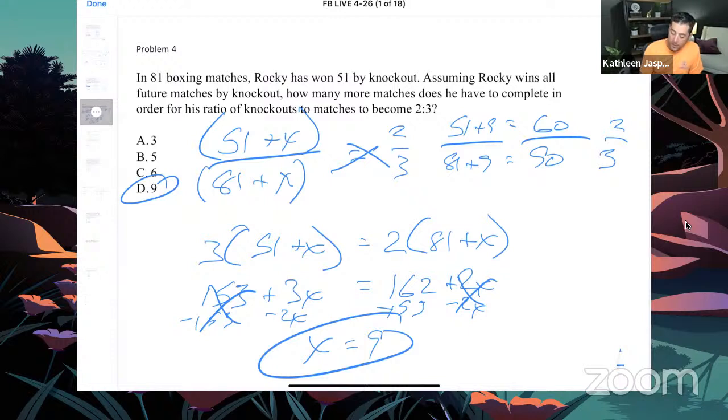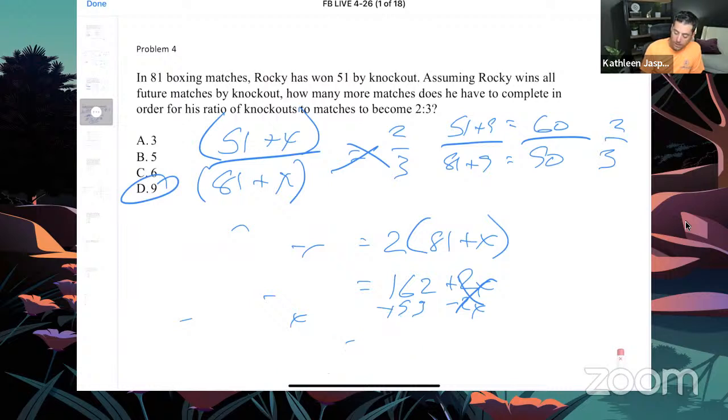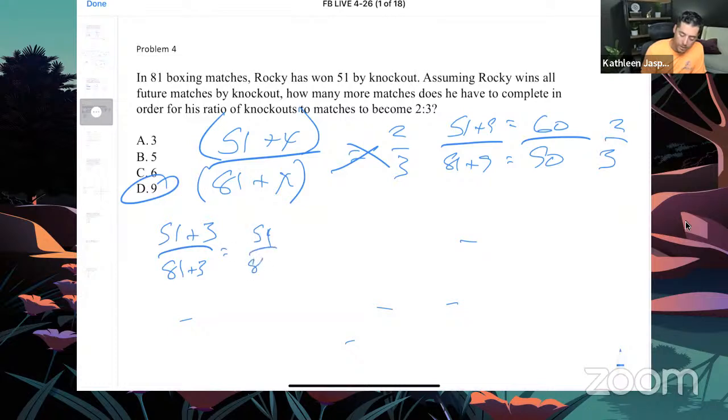Another way you can do it, since you have the answer choices here, is process of elimination. If I started with A, obviously this may take some more time, but if you don't understand the problem in getting to the proportion, then maybe you can do this on your calculator. It's just like saying 51 plus 3 over 81 plus 3 is equal to 54 over 84, and that does not equal 2 over 3. Bam, and then you go to the next one. Okay, so that's it. That's how you solve that one.